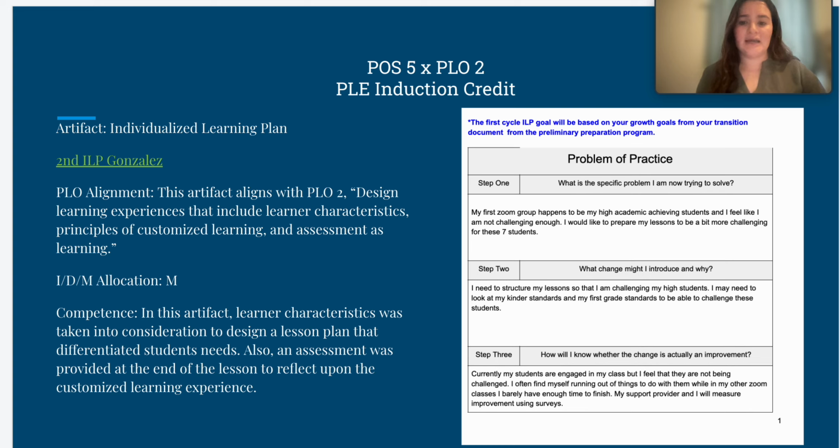So for this assignment, the artifact aligns with PLO 2, which is to design learning experiences that include learner characteristics, principles of customized learning, and assessment as learning. And the allocation was M for mastered. Basically, in this artifact, learning characteristics were taken into consideration to design the lesson plan that differentiated students' needs. There was also an assessment provided at the end of the lesson to reflect upon the customized learning experience for the students.